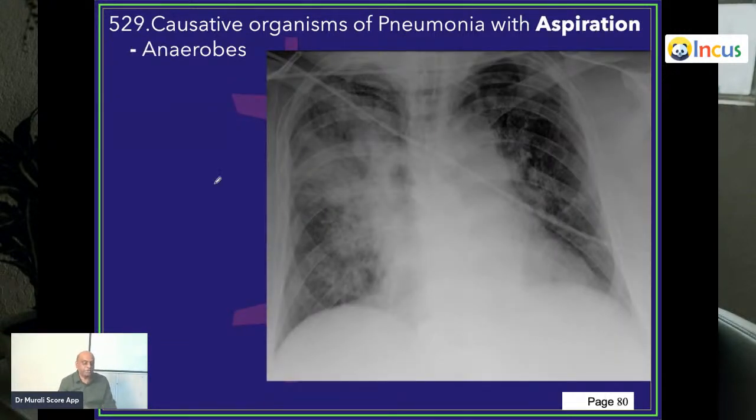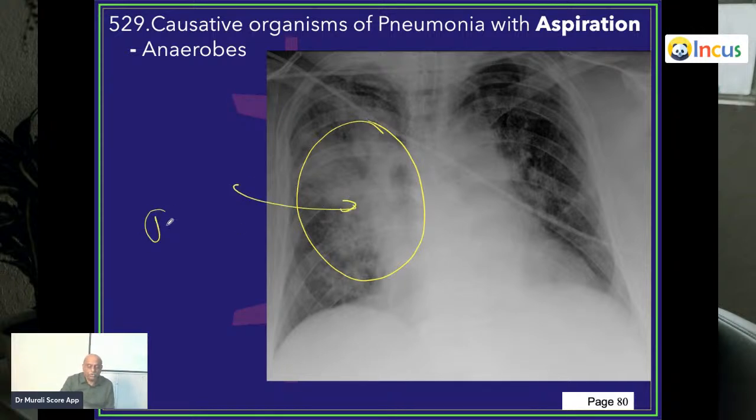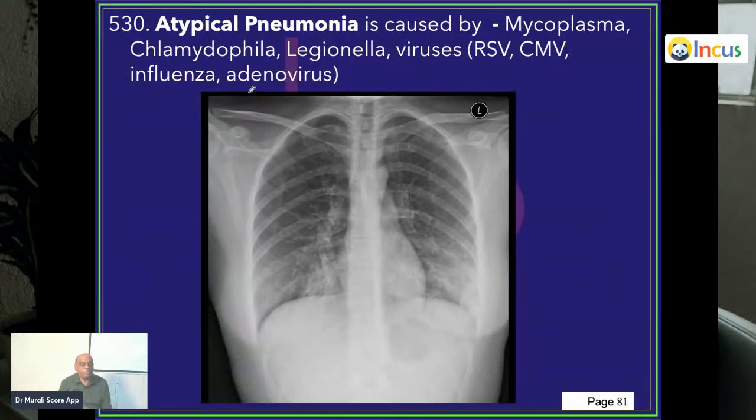So, doctor, what are the causative organisms of pneumonia commonly with aspiration? This is the typical aspiration. Aspiration is more common in the right lobe, right? So, anaerobes is what you need to remember.